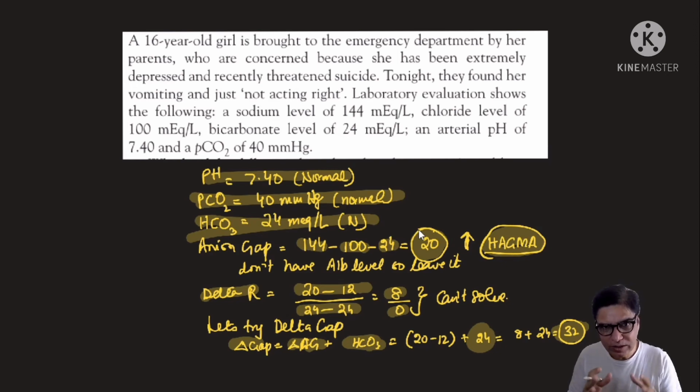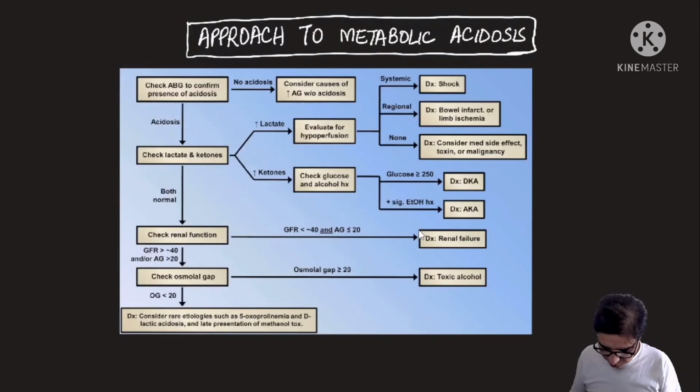So once we have identified, like in this case, there is a high anion gap metabolic acidosis and a metabolic alkalosis, then we have to find out the reasons for that and then to correct that. How do we do that? Let's move on and discuss that.